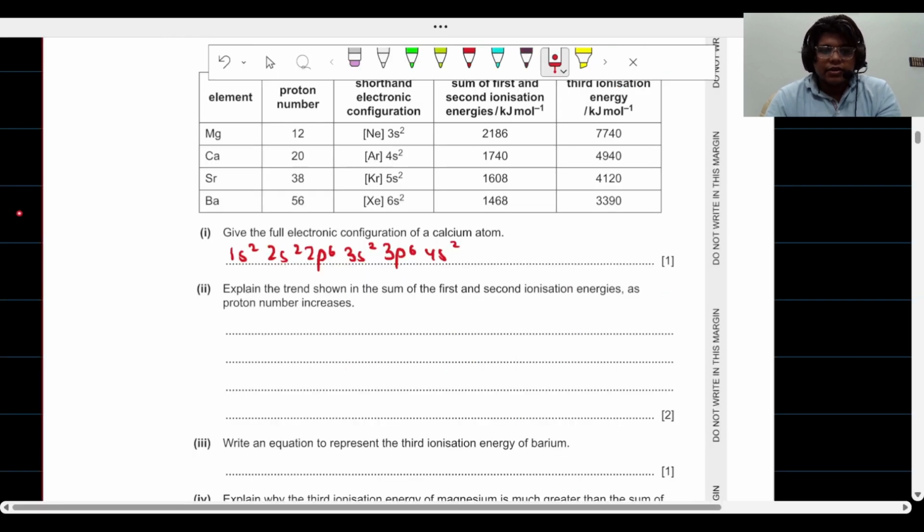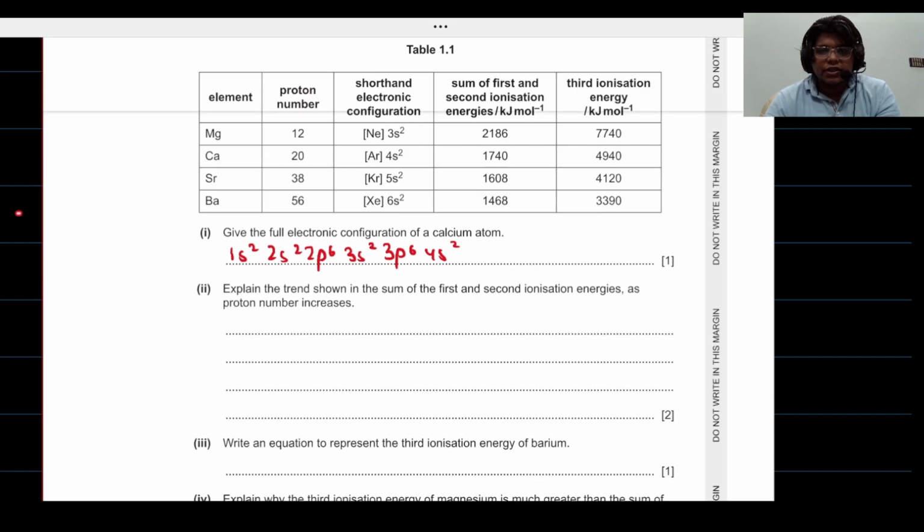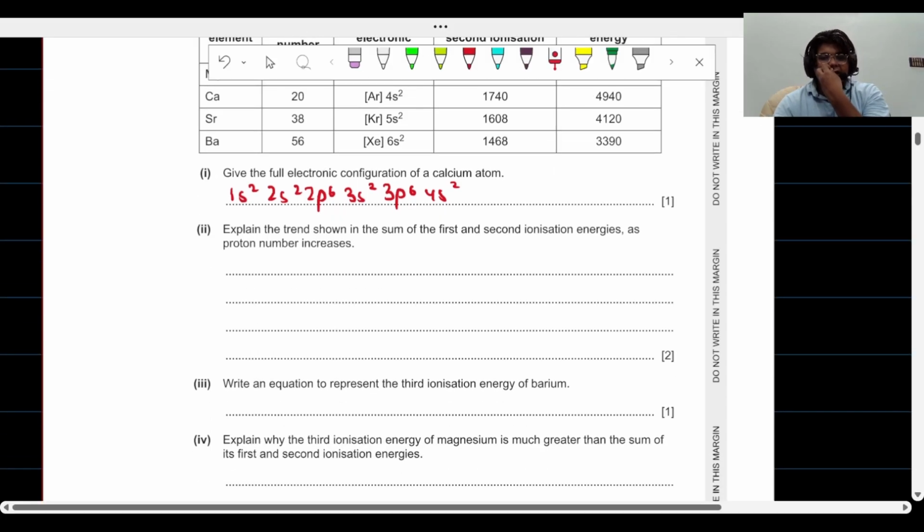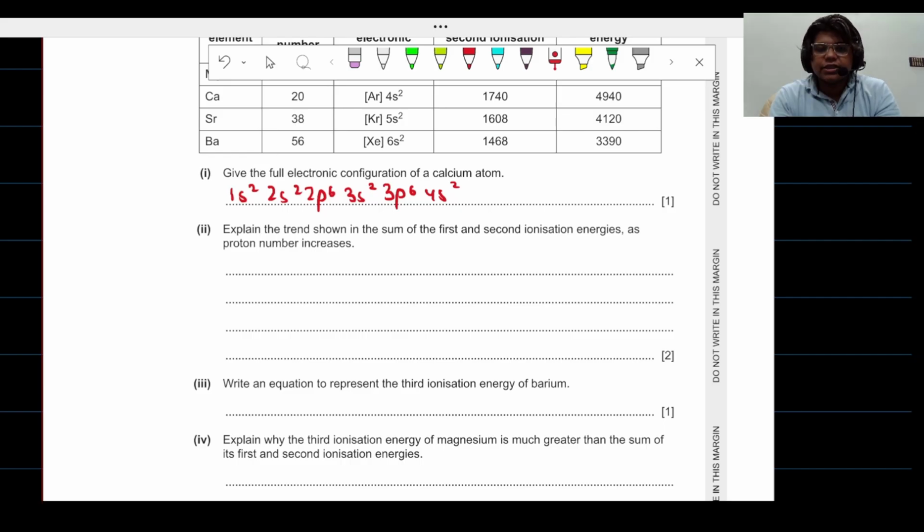So the electron is removed from a new shell, and this increases the distance from the nucleus as well as the shielding effect. That's why the second ionization energy changes, and that's why their sum also changes, right?